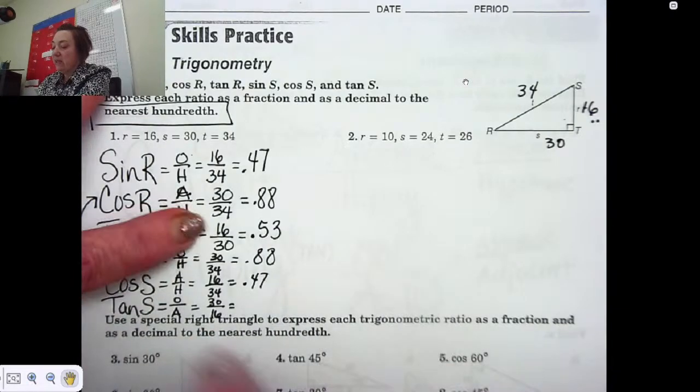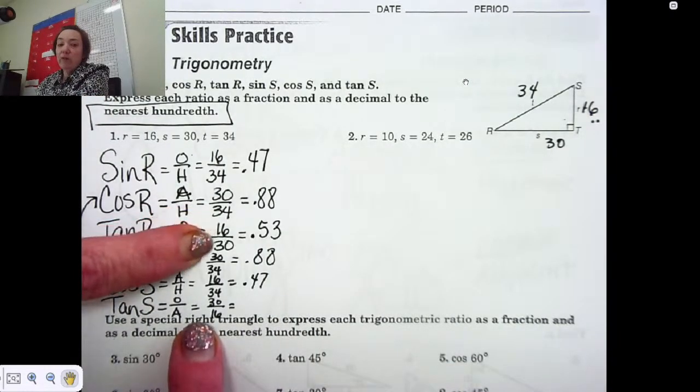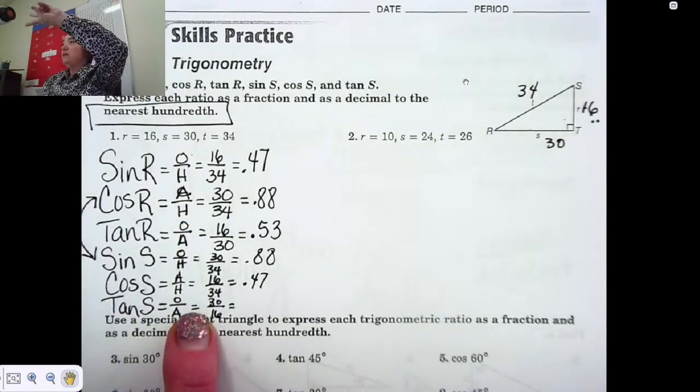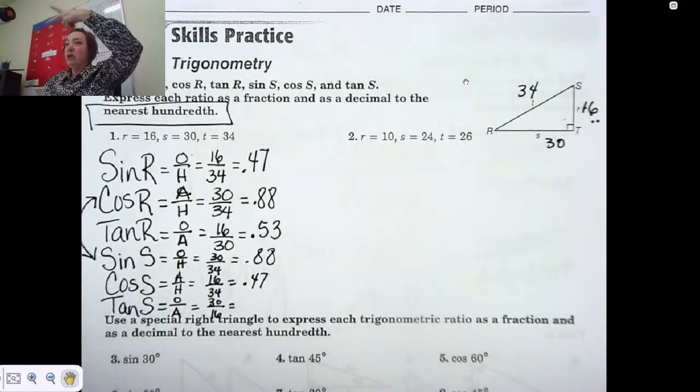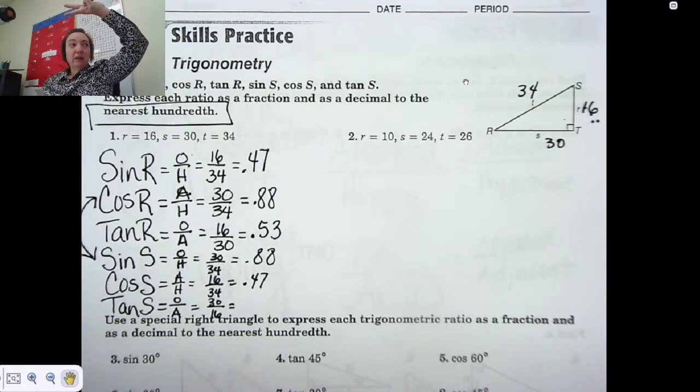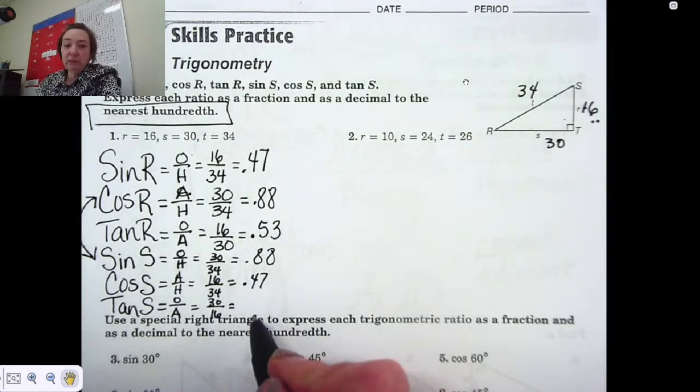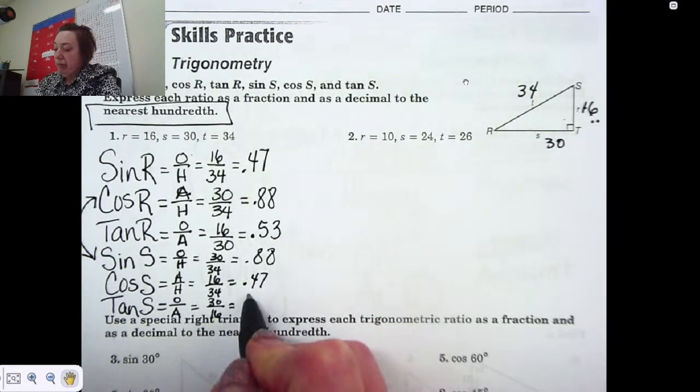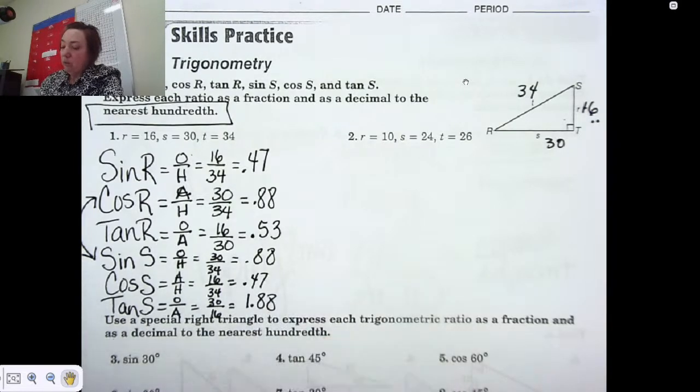Now, notice this is not the same as this tangent, but they're very similar. What's different about them? It's a reciprocal. Because the opposite and the adjacent changes based on which angle you're talking about, right? So what's the adjacent for one becomes the opposite for the other one and vice versa, right? So what is 30 over 16? 1.88? Okay. All right, does everybody see how we did that?